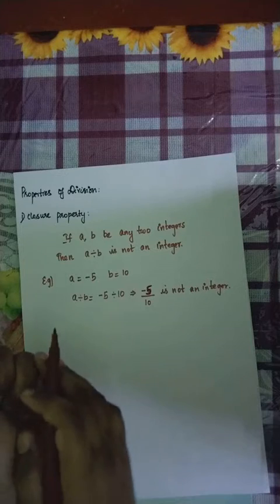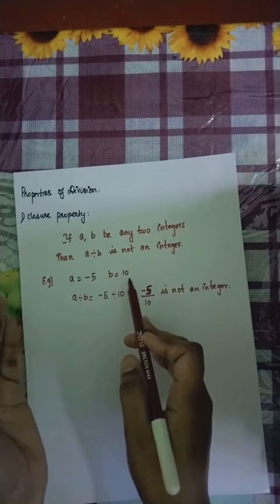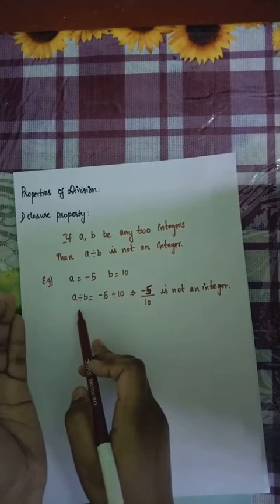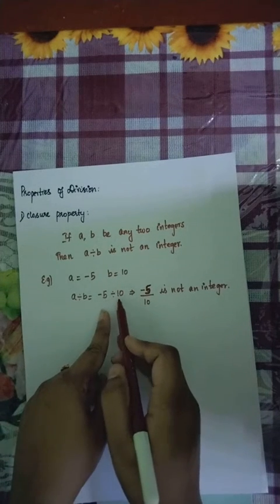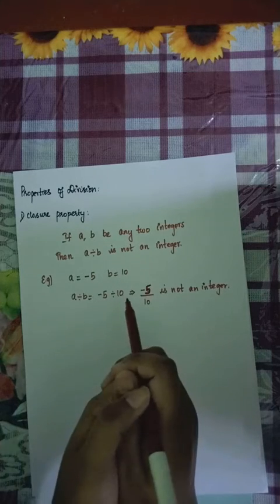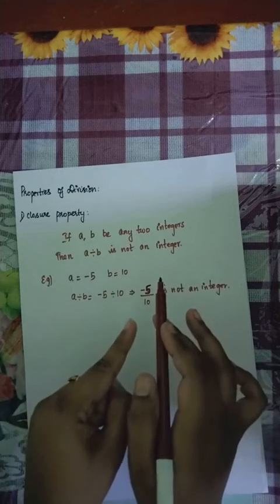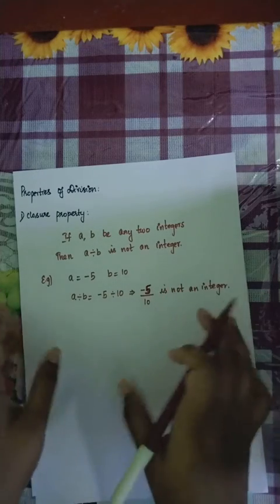So we have seen by one example, a is equal to minus 5, value for b is equal to 10. So a divided by b, that is minus 5 divided by 10. We can't divide 5 in the 10 table. This is not an integer, it is a fraction.